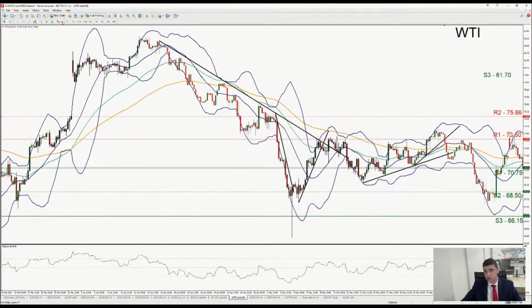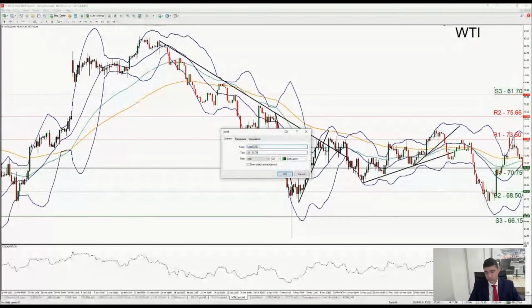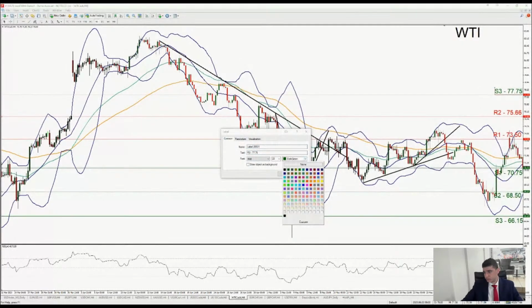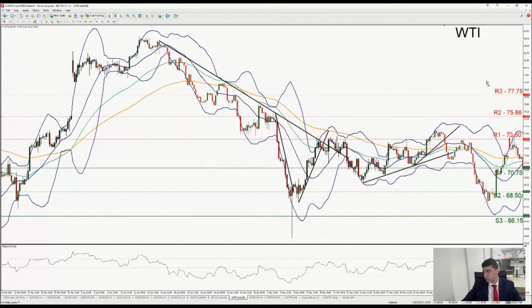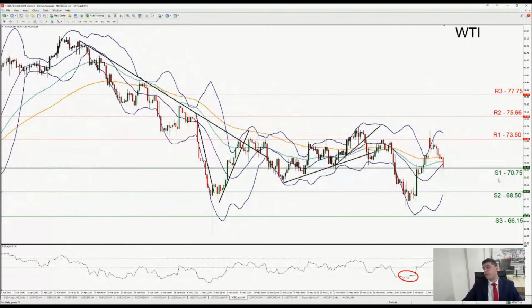$75.66. And then R3 would come around 77.75. Should be my R3. So should we break above R1, the next potential target for the bulls is R2 at 75.66, where should the bullish momentum be maintained, we may see them testing R3 at 77.75.